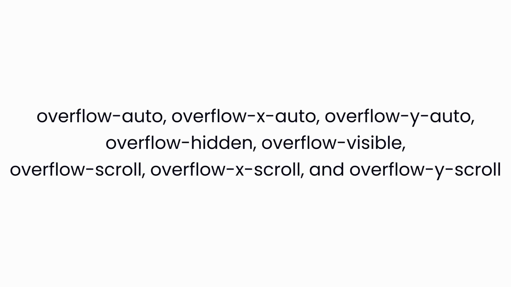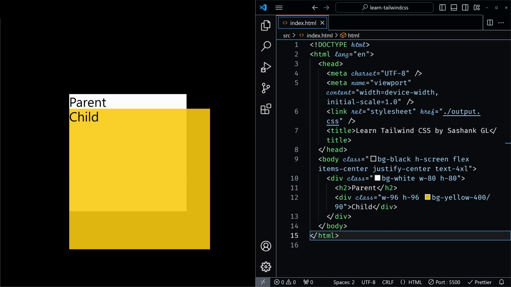We will use a single example to demonstrate all of these. Here, I have a simple div element inside the body with a child element. As you can see, the child element is extending beyond the container, which creates an overflow. Now let's see how Tailwind's overflow utilities can help us manage this.